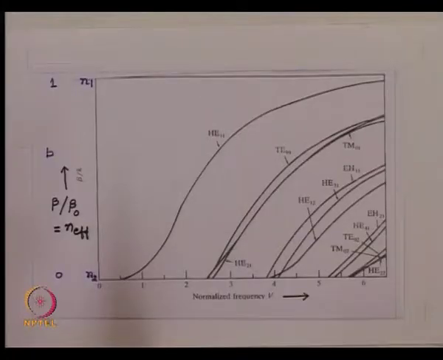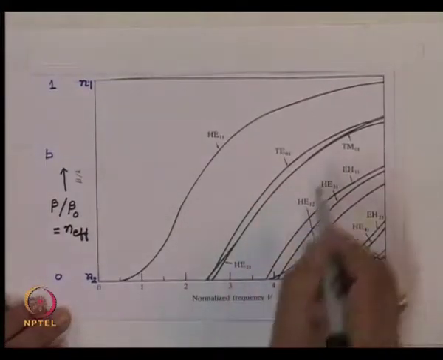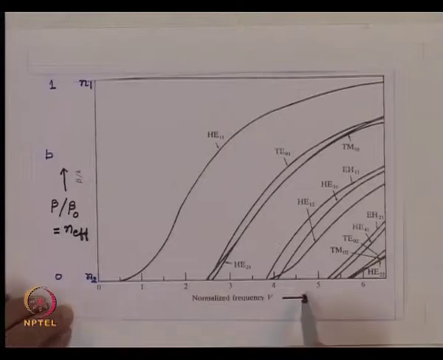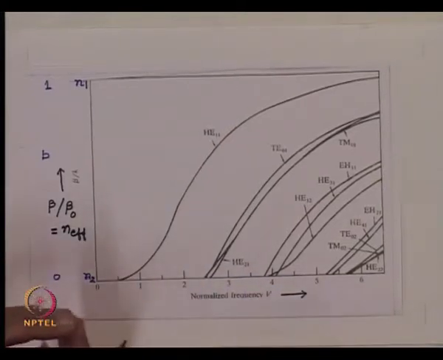Whereas, if I consider the TE01 mode, which is the first mode in transverse electric, or the TM01 mode, then the V number has to be greater than a certain value, and this quantity here is 2.4. What is special about 2.4? 2.4 is the first root of the J0 Bessel function. So, the cutoff for the TE or TM is given by the roots of J0 Bessel functions.